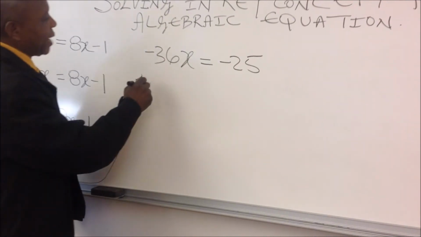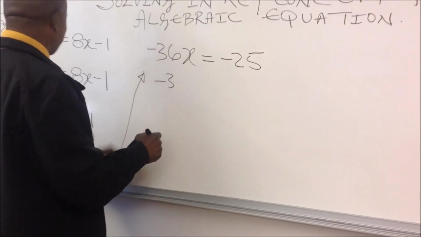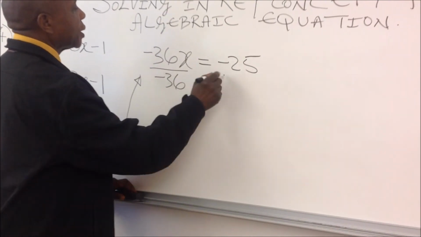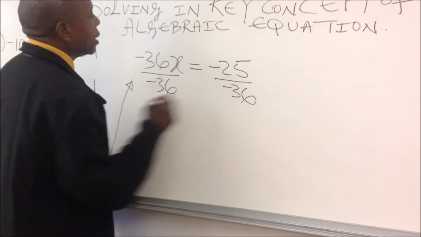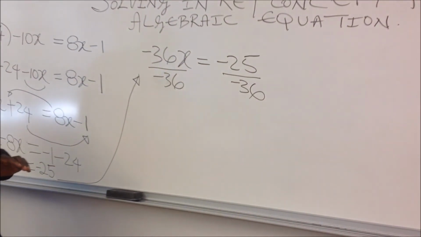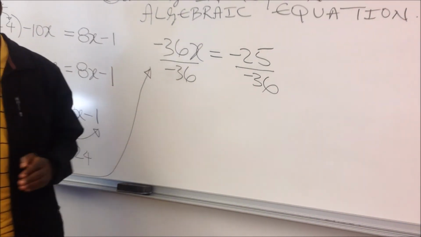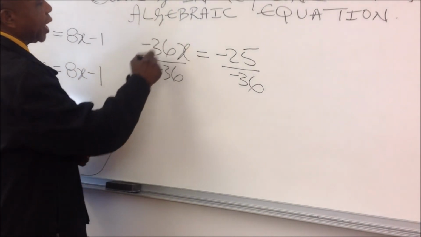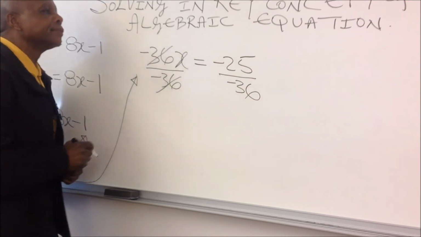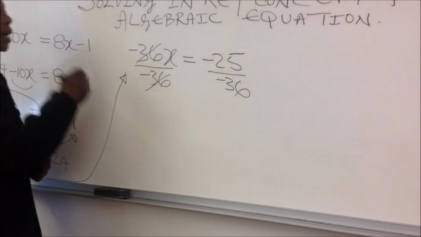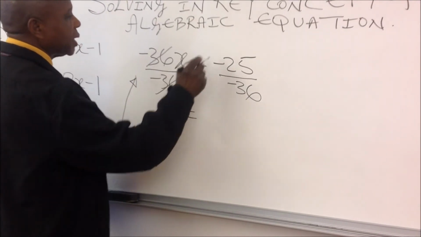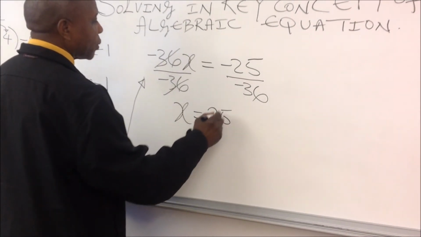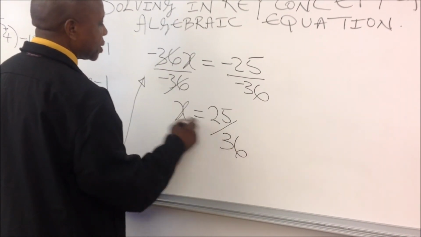Now, I am going to divide both sides now by negative 36. Notice whatever goes with the x, that is what you divide both sides by. Don't forget that. So notice at this point, I can now cancel out this guy and cancel out this guy. So I now will have x by itself, so x will be equal to what? Negative, negative becomes what? Positive. Positive 25 over what? 36. Over 36.